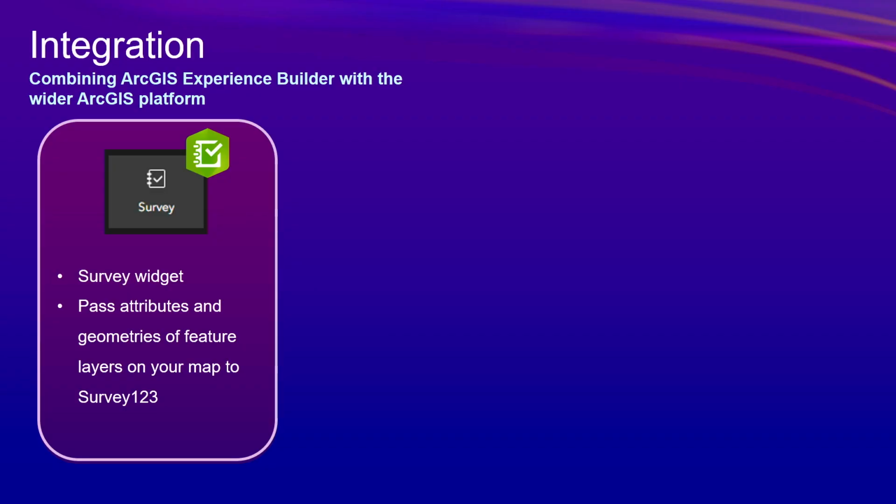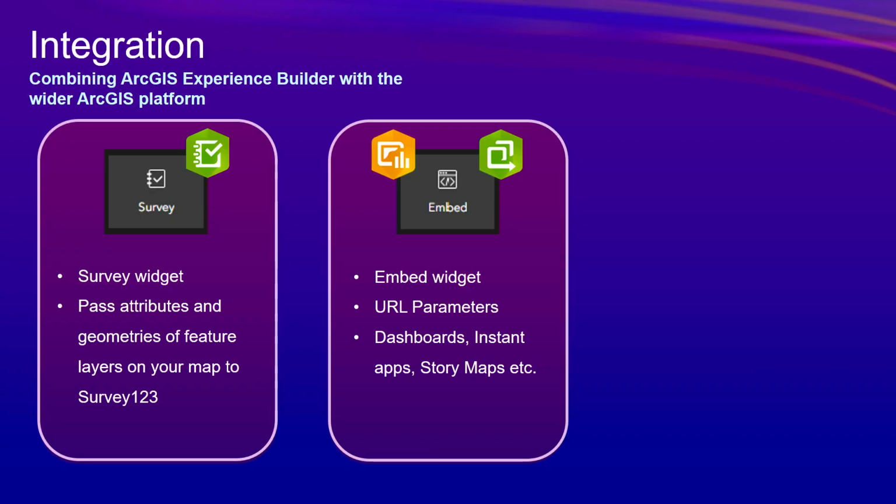So firstly, we've got the survey widget, which allows us to bring in our Survey 123 forms directly into our apps. So using this widget, we can pull geometry and attribute information directly from our maps into our forms. And then secondly, we've got the embed widget. So this allows us to embed other ArcGIS applications, such as ArcGIS dashboards and ArcGIS instant apps, into our Experience Builder applications. So this means that we can utilize all of the strengths that Dan spoke about earlier about all of those apps, but all contained within one Experience Builder application.